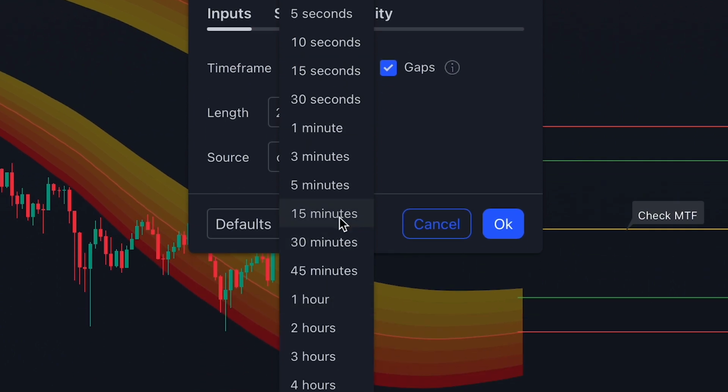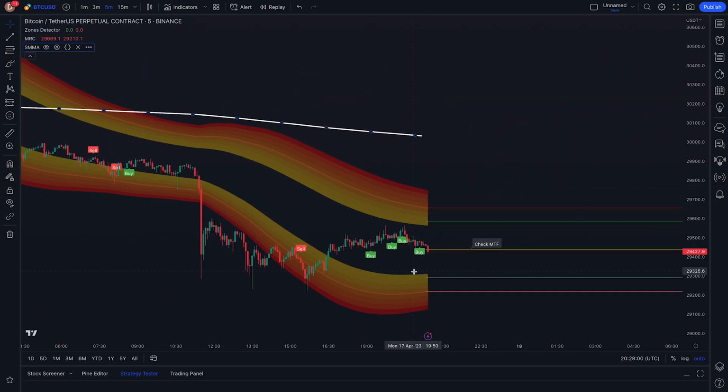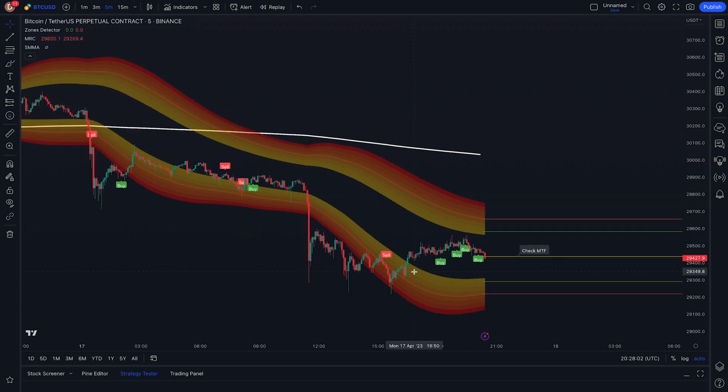For example, if you are using a 3-minute chart, you can set the SMA timeframe to 15 minutes and observe an increase in the number of signals. It's important to note that these adjustments will likely decrease the precision of the signals. However, you can compensate for this by incorporating a volume or another confirmation indicator into your analysis.